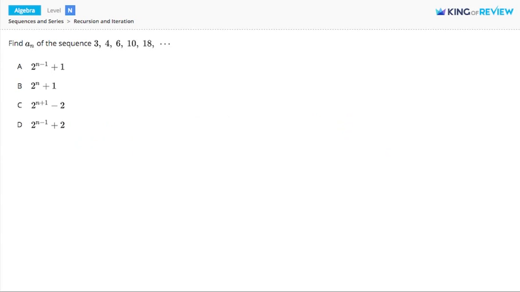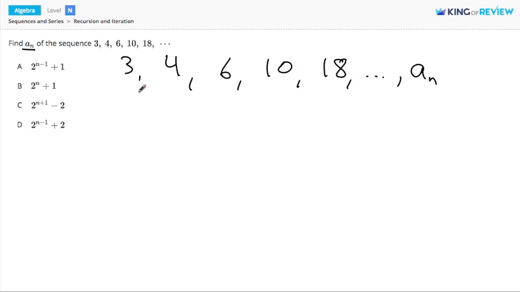Here we're asked to find the nth term a_n of the sequence 3, 4, 6, 10, 18, etc., all the way up to a_n, the nth term. To find a pattern in a sequence, I like starting by seeing how you get from one term to the next. From 3 to 4 we add 1. From 4 to 6 we add 2. From 6 to 10 we add 4. From 10 to 18 we add 8. Now here I'm starting to notice a definite pattern in these numbers we're adding. Every time you go from one to the next, you multiply by 2.